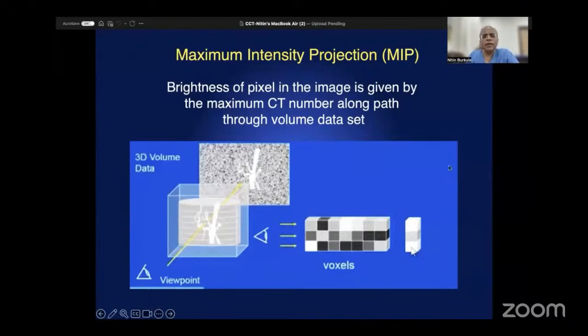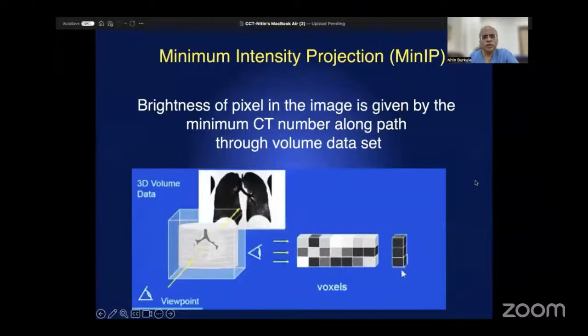Now the same one can do the other way around, that is minimal intensity projection, or MINIP. In this, the computer algorithm identifies, in the set of voxels, the voxels which have low CT numbers, or low Hounsfield units, below a particular threshold, and then joins them together to create an image which can delineate, say, air in the bronchogram or in the trachea and its branches. So this is MINIP.